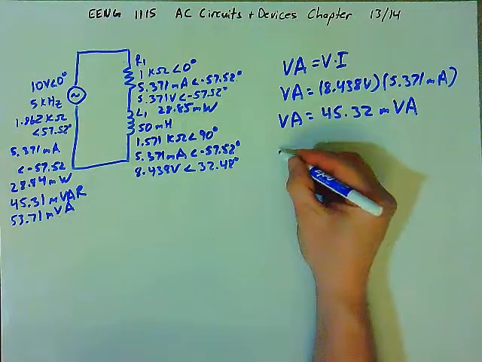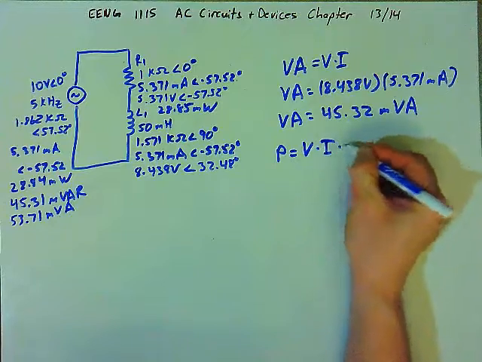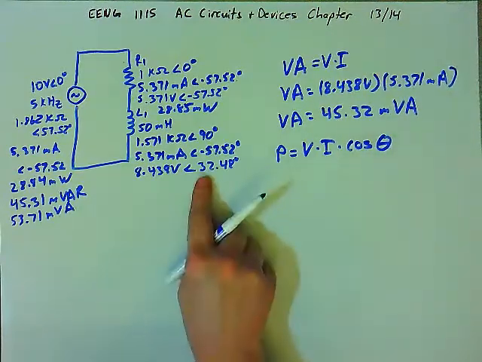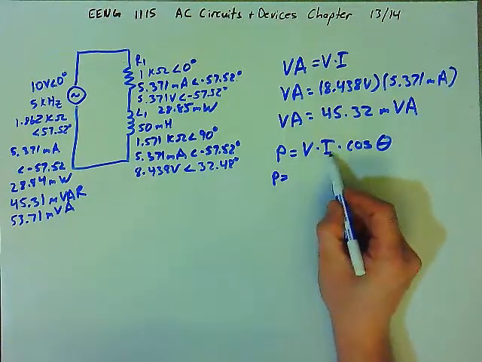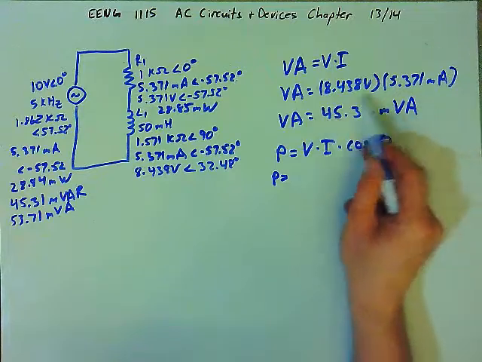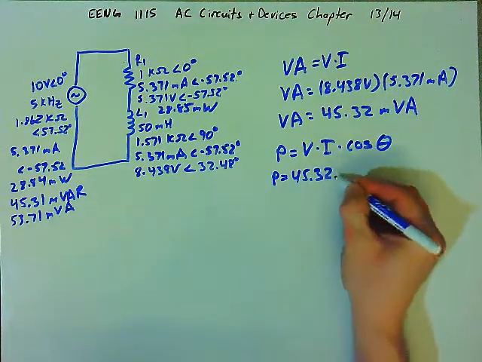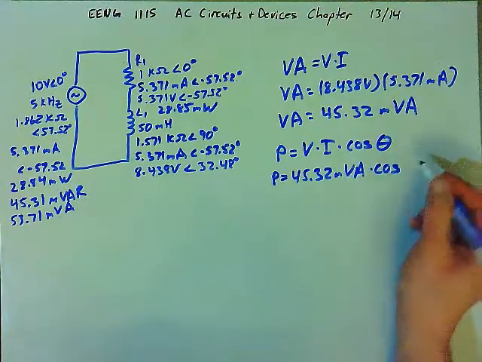Now let's look at the true power for the inductor. True power will be voltage times current times the cosine of the angle between them. And so the power will be the voltage times the current, which is going to be the same value we had here, 45.32 millivolt amps, times the cosine of the angle between them.